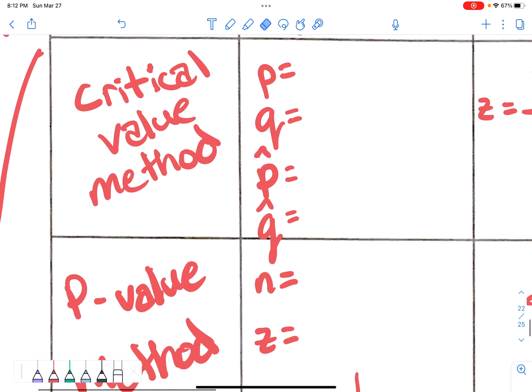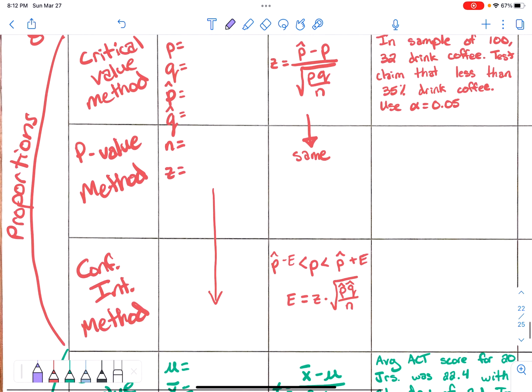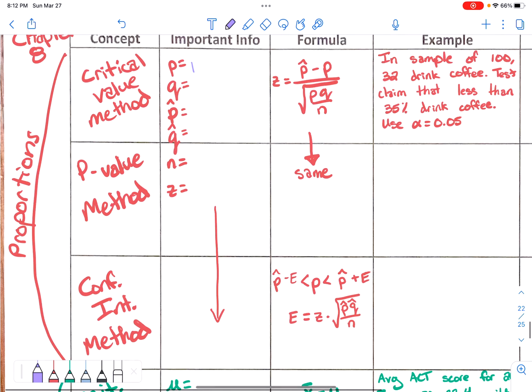All right, I'm going to zoom in now on the important information. I have all your variables listed out. This is everything that you will need for a proportion, whether you're doing the critical value method, p-value method, or confidence interval method. All of those will involve probably the majority of these variables. So let's just fill those in. P is going to be your population proportion, P-R-O-P. That's whatever it is you're talking about, the certain percentage of whatever, okay?